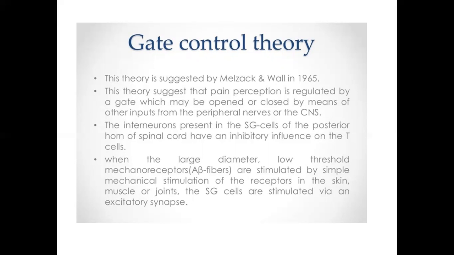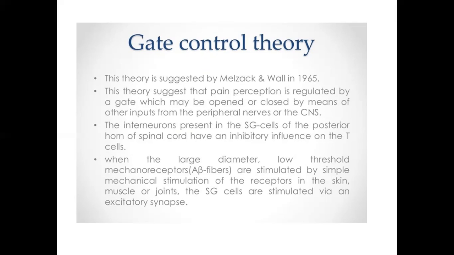The theory suggests that pain perception is regulated by a gate which may be opened or closed by means of other input from the peripheral nerves to the CNS. Interneurons present in the substantia gelatinosa cells of the posterior horn of the spinal cord have an inhibitory influence on the T cells. Large diameter, low threshold mechanoreceptor A beta fibers are stimulated by simple mechanical stimulation of the receptor in the skin, muscle, or joint.